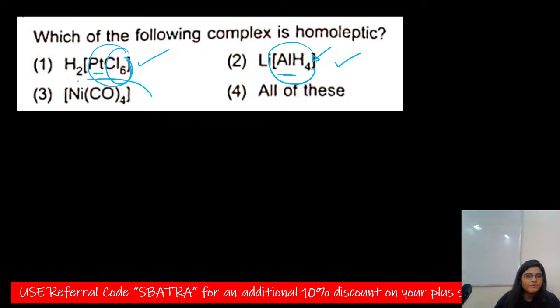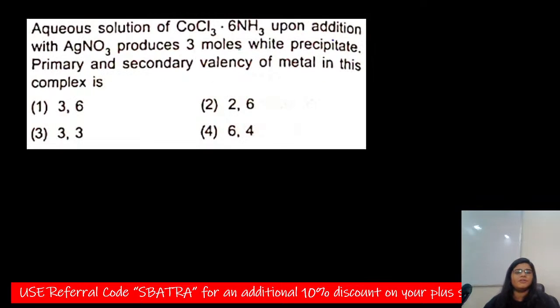If I talk about this complex, we have 4 ligands and all of them are carbonyls. So this one is also a homoleptic complex. So yes, this is correct, this is correct, and this is also correct. So the correct answer is all of these. I hope this is clear to all of you. Let's take the next question.